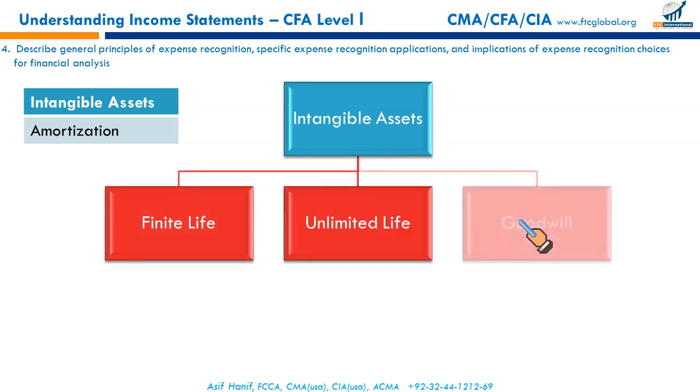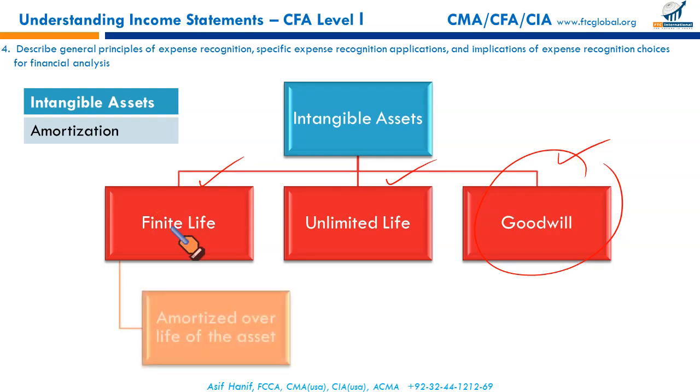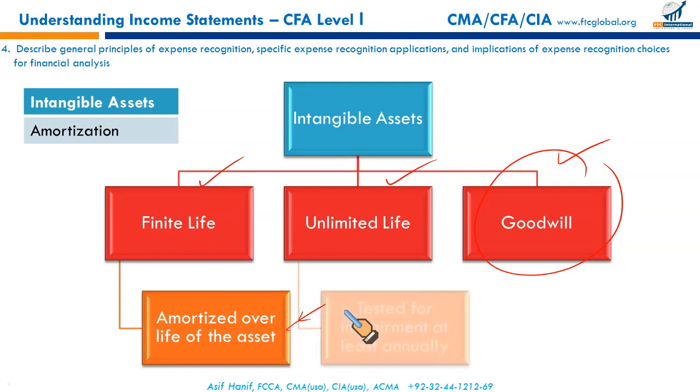So intangible assets can be classified into 3 categories: those with limited life, those with unlimited life, and goodwill, which is treated as a separate intangible. Its accounting is totally different from other intangibles. Those intangibles that have finite or limited life are amortized in exactly the same way we depreciate our long-lived assets. We'll discuss in detail. Those intangibles that have unlimited life, like patents that are renewable, have unlimited life.